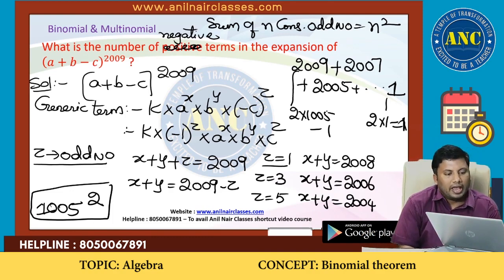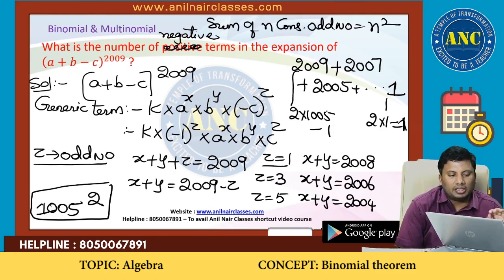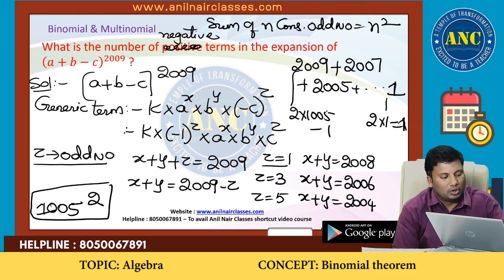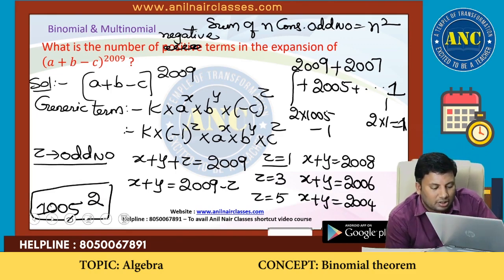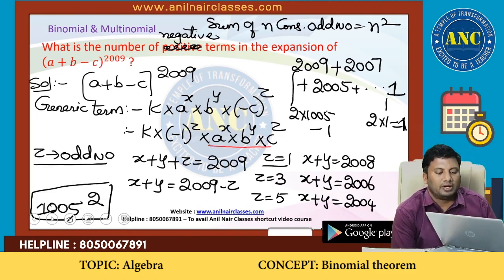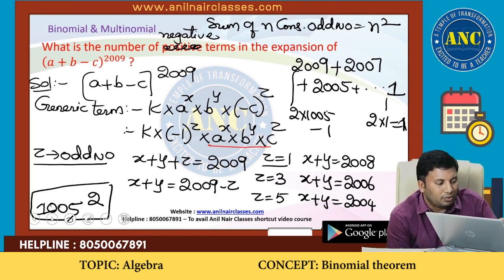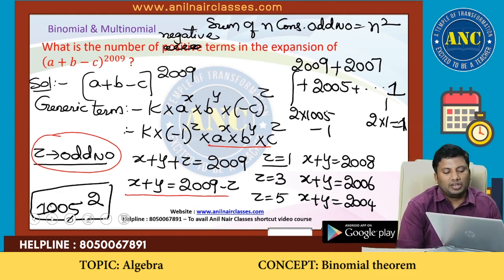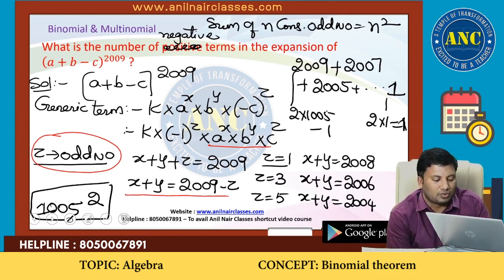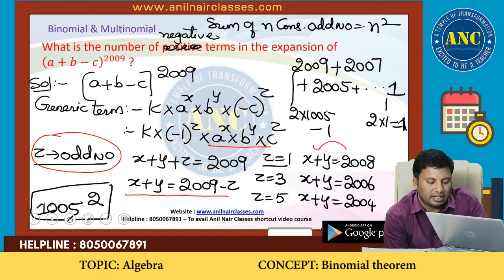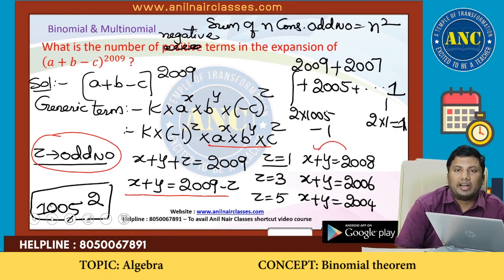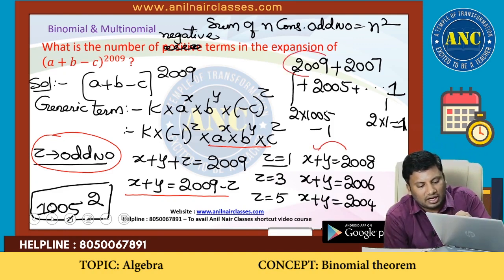A plus b minus c power 2009. Generic term is k into a power x into b power y into minus c power z, which is k into minus 1 power z into a power x into b power y into c power z. I want negative, so z should be an odd number. x plus y plus z is 2009, so x plus y is 2009 minus z. Z is 1: 2008, the powers can take 0, so add 2 to get 2010. I got 2009 for the first one.